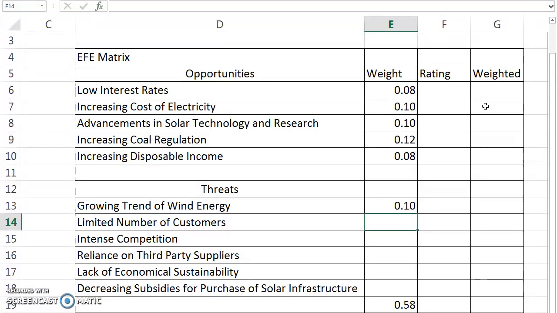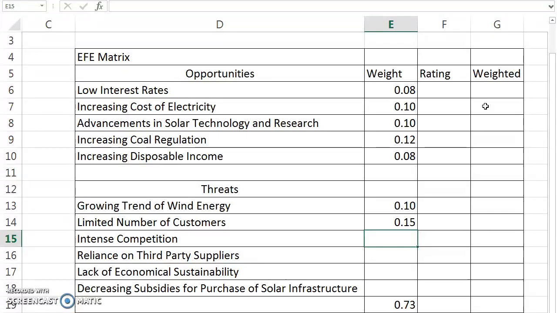Limited number of customers. Boy, this is a threat. Not a lot of people have solar, and the question is, can they afford to get it set up? Now, increasing disposable income will help with that, but the fact is we have a pretty narrow market right now, and that might be how you word your threat if you have a similar situation. Because there aren't a lot of people in the market right now, I think that is very significant, and it's weighted much higher than perhaps increasing disposable income. So I'm going to give that 0.15. Intense competition.